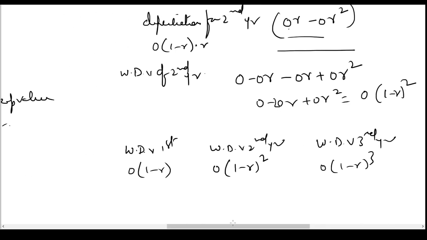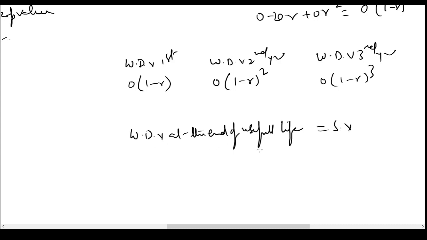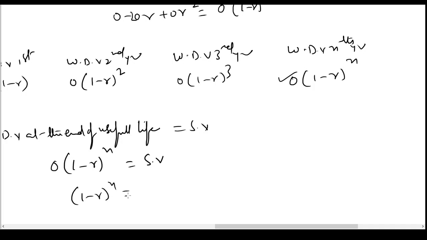Now, the written down value at the end of the useful life is nothing but equal to the scrap value. After you subtract depreciation for all the years in the useful life, you are going to get the scrap value. And here we have seen the written down value at the end of the nth year is O into 1 minus R whole power n. O into 1 minus R whole power n is equal to the scrap value. So how do you now deal with it? 1 minus R whole power n would be equal to S, scrap value, divided by O.